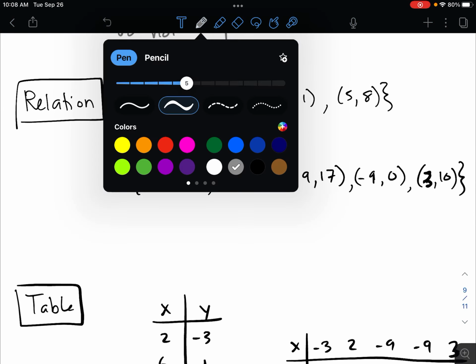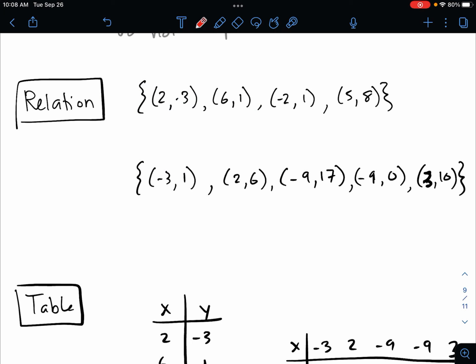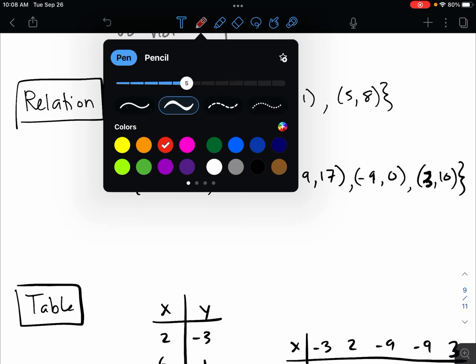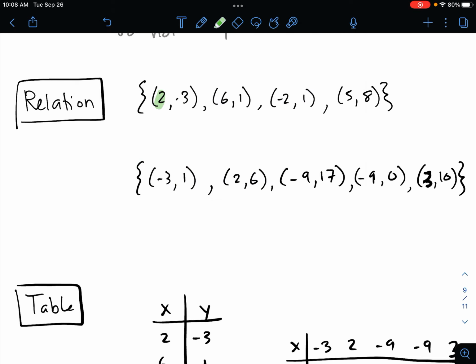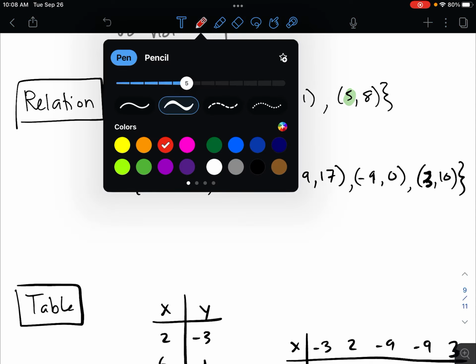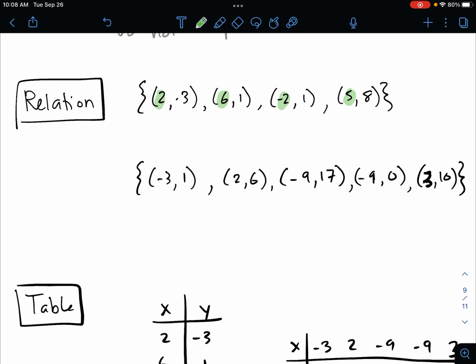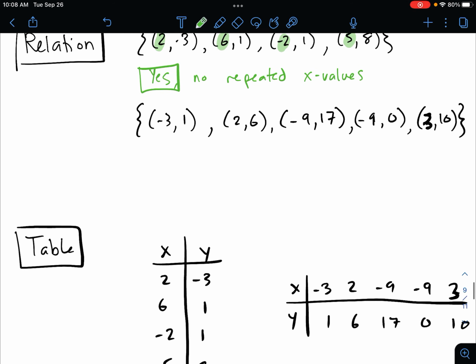So if I go to these examples here, we'll start with a relation. These are just lists of points. So if I look at my x values, we see that we've got 2, 6, -2, and 5. So all we have to do here, if we want to know is this a function, is say yes, because no repeated x values. All right, so this would be a function.